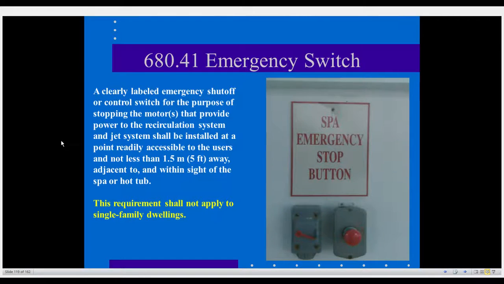Okay, so this applies to spa or hot tub. Again, it doesn't apply to a single family unit. It's going to have a maintenance disconnect, which is required by 680.12, but that's not what we're talking about. This is an emergency shutoff, and this is an example over here where they're doing the labeling. Here's the mushroom style shutoff and all that located right here. Okay.